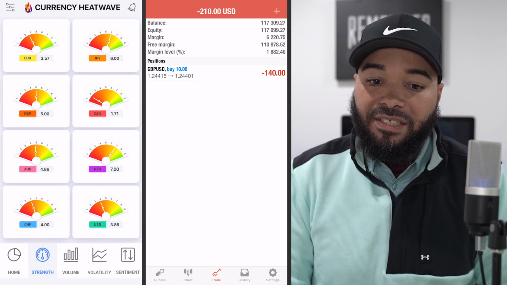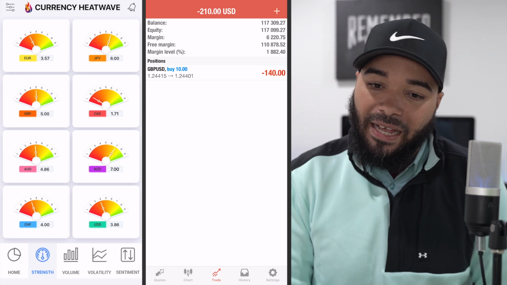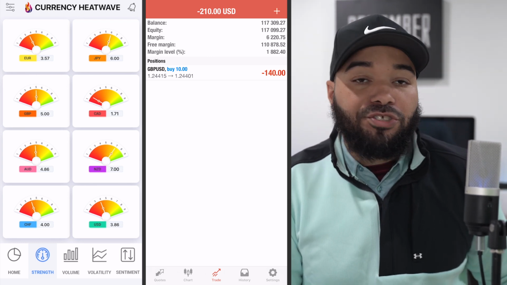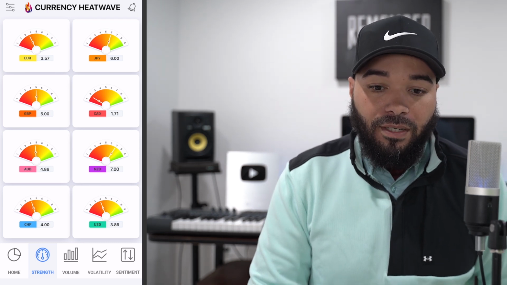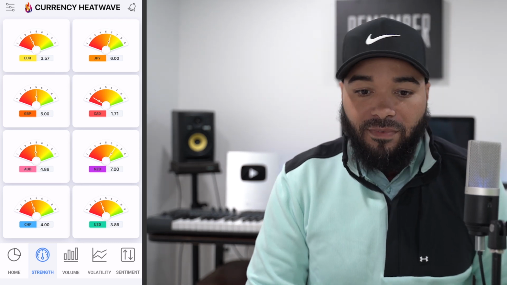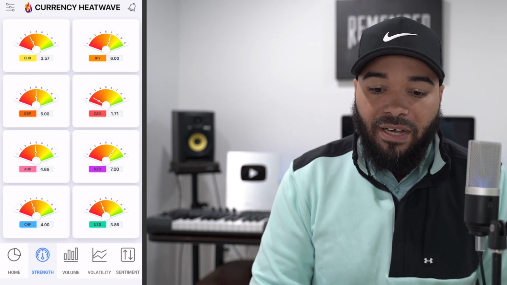So that's good. Is it a lot stronger? No, it's not a lot stronger, so I don't expect it to be shooting up. That's why I'm thinking 10 pips, because USD can get stronger at any second. You guys seen that before.